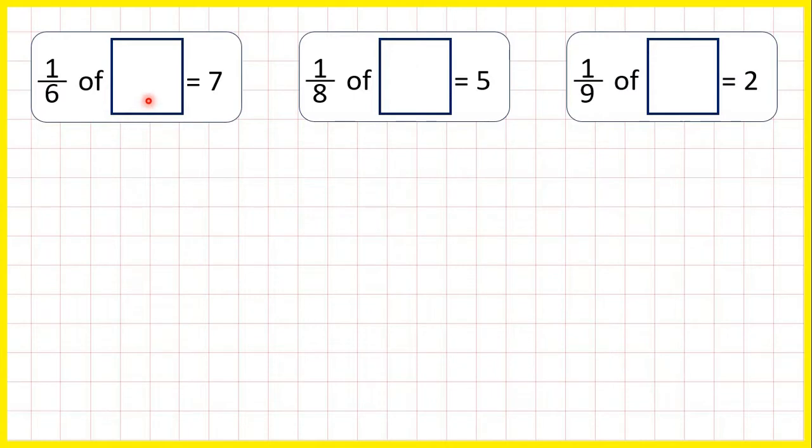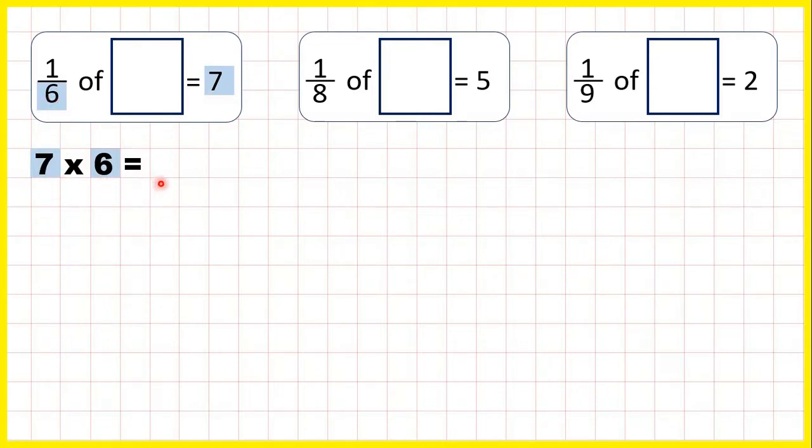So we know that normally to find a unit fraction of a number, remember a unit fraction is any fraction with 1 as the numerator, we normally just divide by the denominator. But here we've got missing number problems, so we need to do the opposite. Instead of dividing by the denominator, we're going to multiply our answer by the denominator.